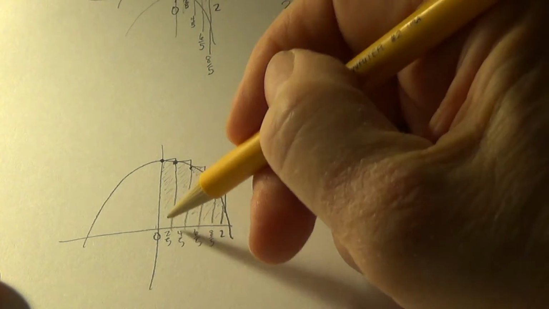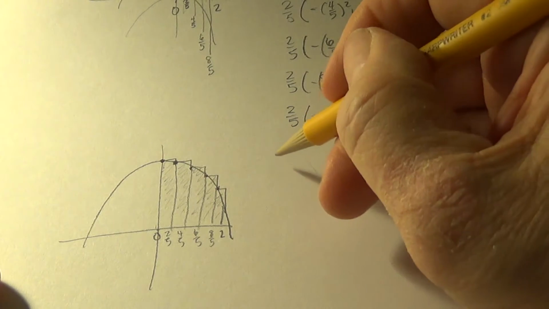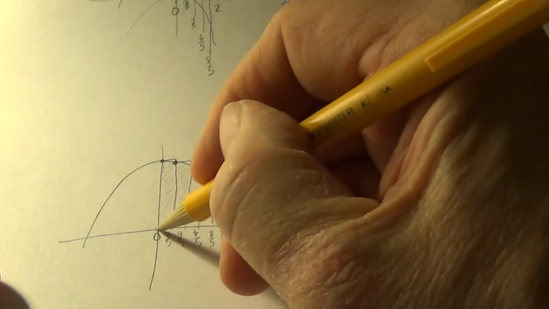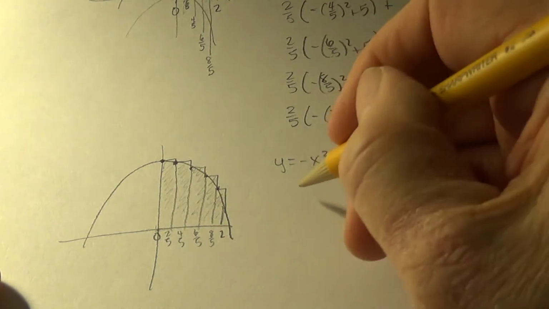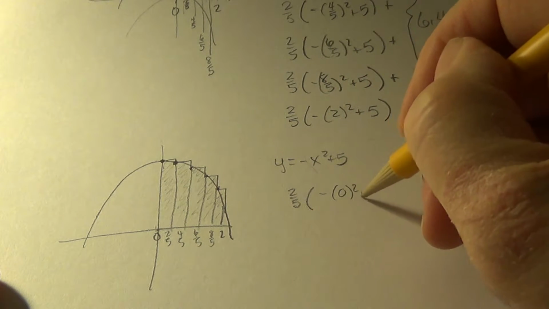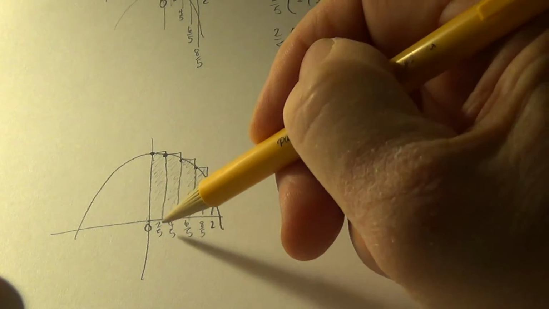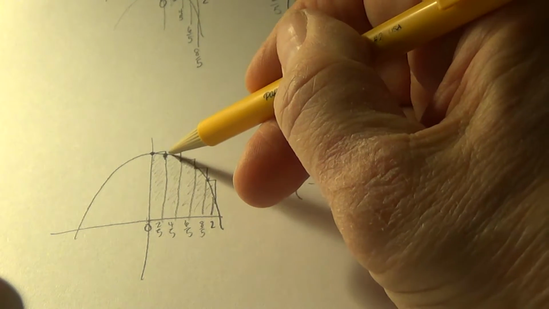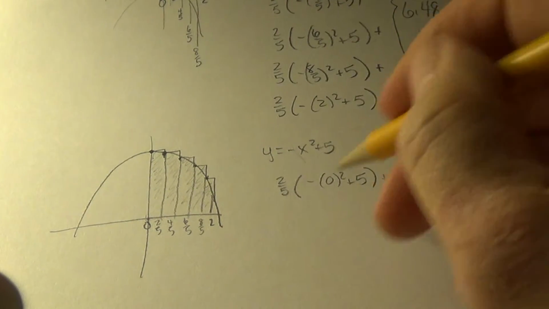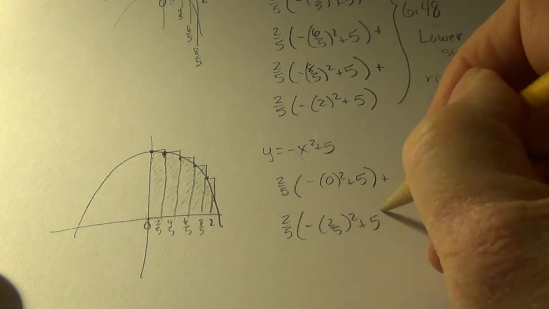Alright, so the first box, the height of this box is when I put 0 into the equation. And remember the equation was y equals negative x squared plus 5. And the width is 2/5. So I have 2/5 times negative 0 squared plus 5. And I'm going to add to that the next box. So the height of this one is found from the left side of the box, and that's where you put 2/5 into the equation. And that's squared plus 5.